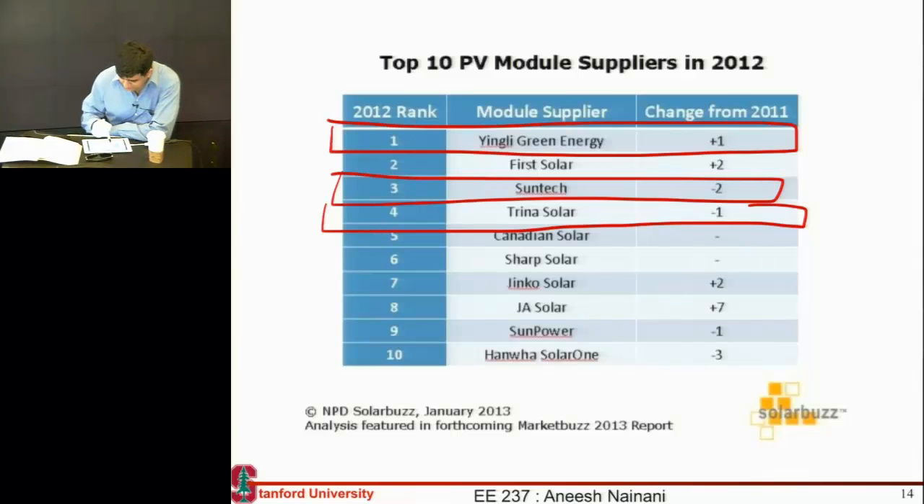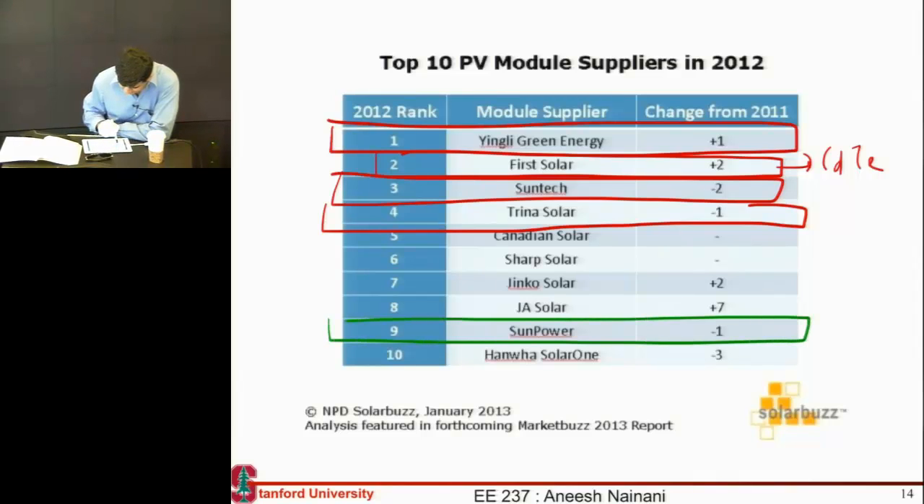So, First Solar is an American company. It's a cadmium telluride based cell, which we'll talk about later when we talk about thin film technology. SunPower, which has in fact the highest efficiency cell, does come in the top 10, but they are not as high as we would expect them to be.